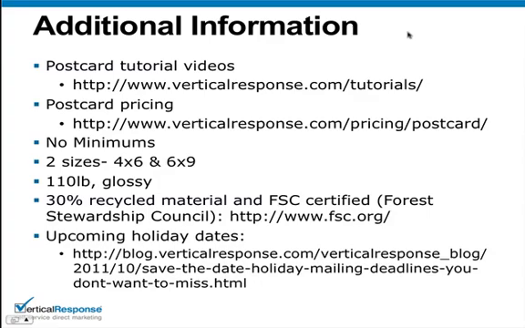Some of the technical things, our printer uses 110 pound glossy paper. The glossy part is actually a UV coating that's put over the postcard to try to protect it from some of those machines that the post office uses. It's also 30% recycled material, and the paper is Forest Stewardship Council certified. And if you wanted to see what that means, there's a URL there.